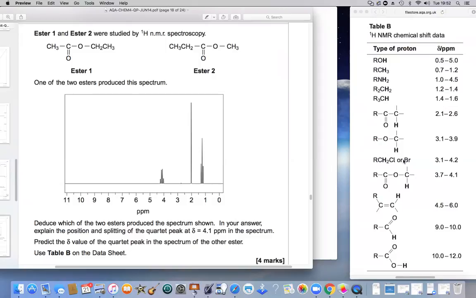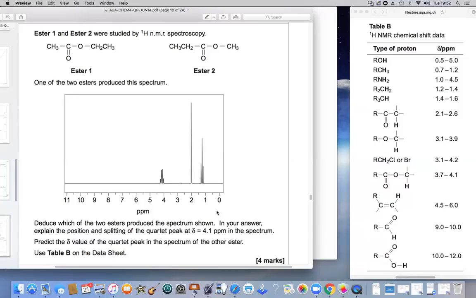So then it comes down to chemical shift. In ester 1, the singlet is next to a carbonyl, which you would expect to have a value of somewhere between 2.1 and 2.6. On the right, the singlet is next to your oxygen, which is part of your ester group. That has a value of 3.7 to 4.1. Well, you can see your singlet's at 2.1-ish, just over 2. So it's got to be ester 1, it can't be the other one.